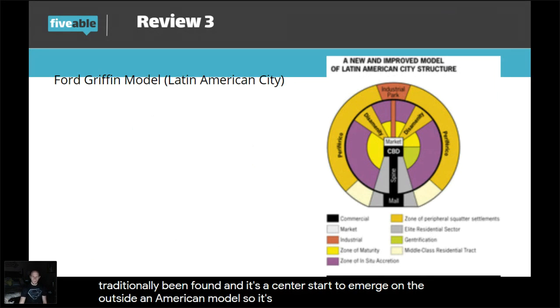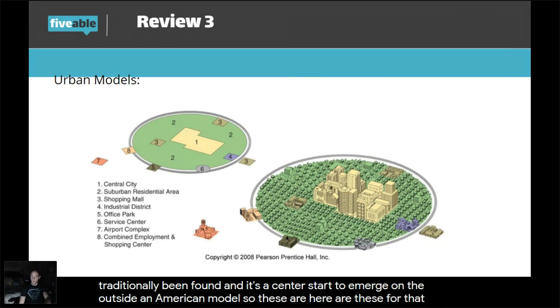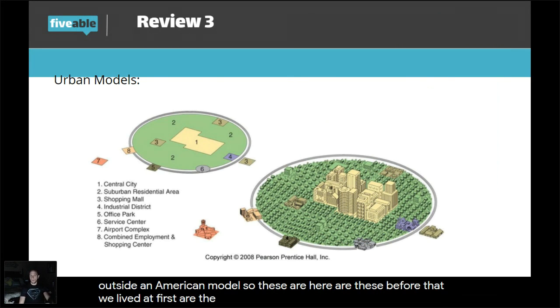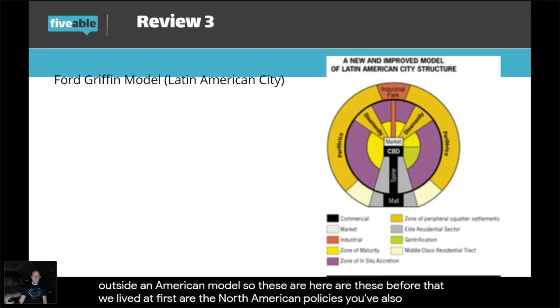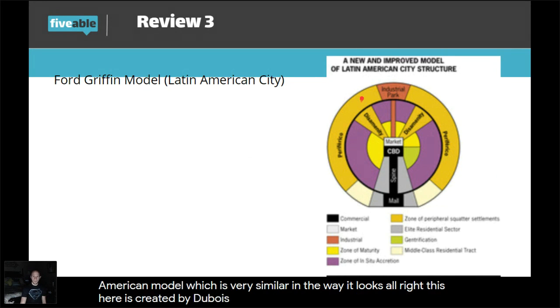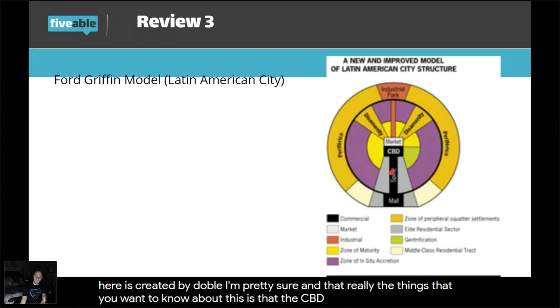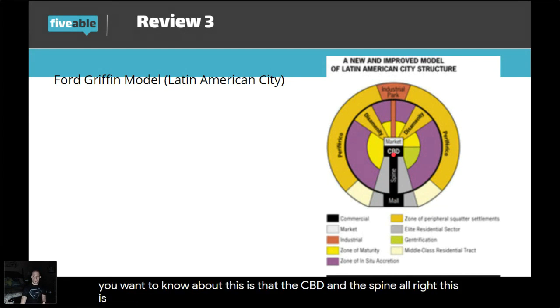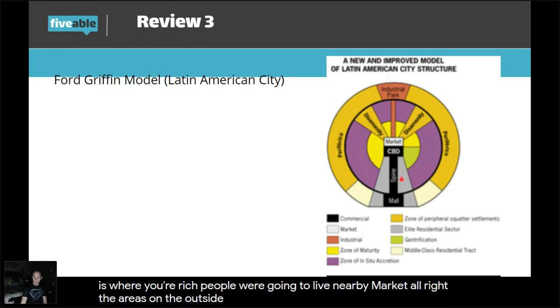Okay. And then you've got your Latin American model. So these four that we looked at first are the North American model cities. You've also got the Latin American model, which is very similar in the way it looks. This here was created by Dublé, I'm pretty sure. And the things you want to know about this is that the CBD and the spine is where your rich people are going to live, nearby a market. The areas on the outside are also going to be your elite residential sector.